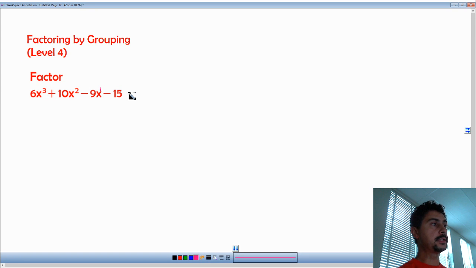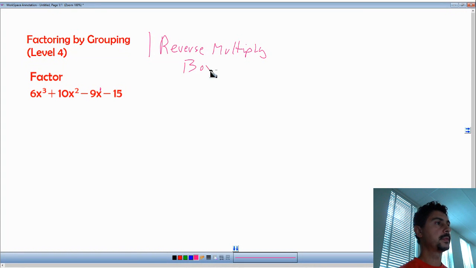3, 2, 1, and there's no x there, so we call that x to the zero. As long as you see that, that might be a case for factor by grouping. But I'm going to emphasize something here, and what I'm going to use is called the reverse multiply box method. Those of you who've seen my notes in class know what that worksheet is, but I'm going to apply it.